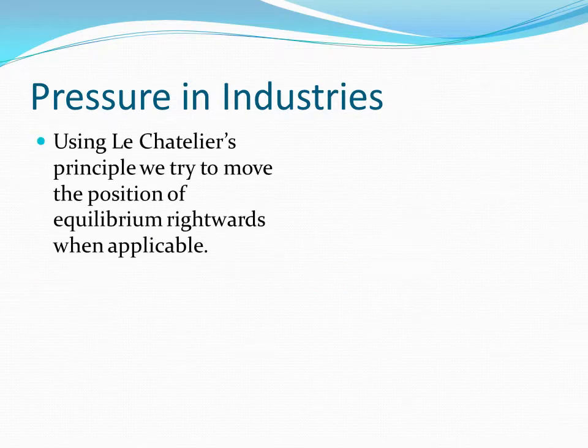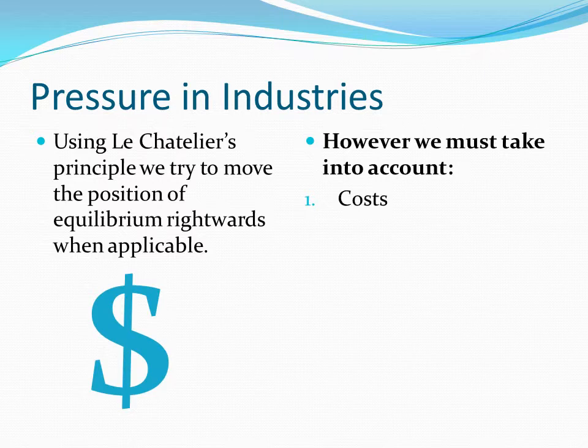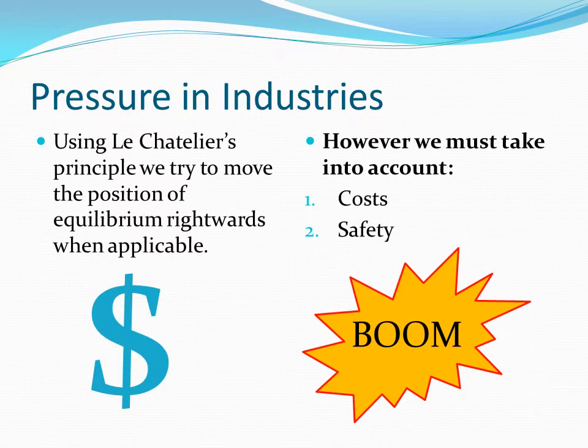In industries, we try to use pressure to increase the yield of a chemical product by usually moving the position of equilibrium to the right. However, we must make sure that the process remains relatively cheap, so that as a result the final product is cheap, and that the pressure is not so high that it can cause an explosion.